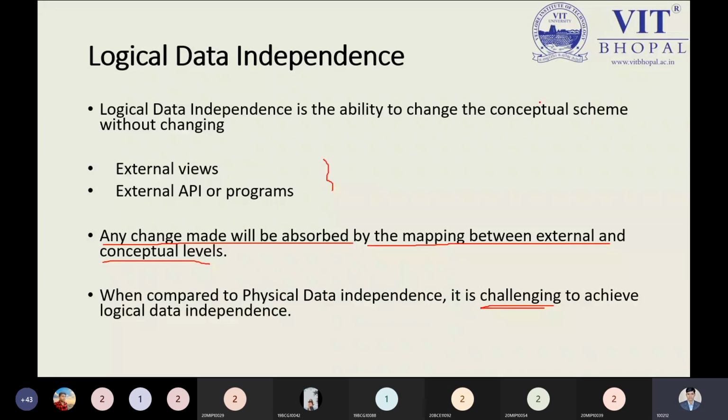Okay, so this is clear to all right now. Data independence and view of the data. Yes, tell me right now. Is it clear to all? Yes, sir.